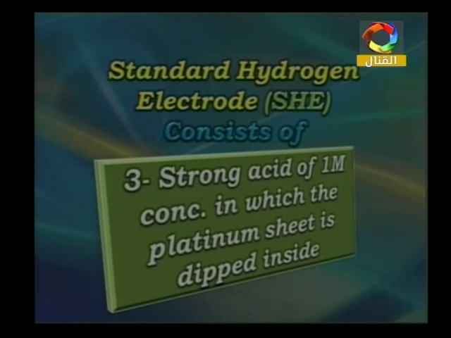1 molar. You remember this 1 molar from chapter 1. 1 molar means the concentration of the acid, right? Concentration means 1 mole in 1 liter of water. So 1 molar is a strong acid of 1 molar concentration in which the platinum sheet is dipped. Dipped inside means it's found inside this.